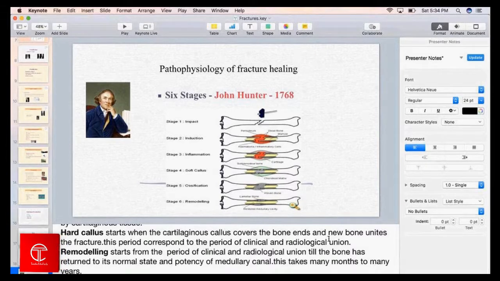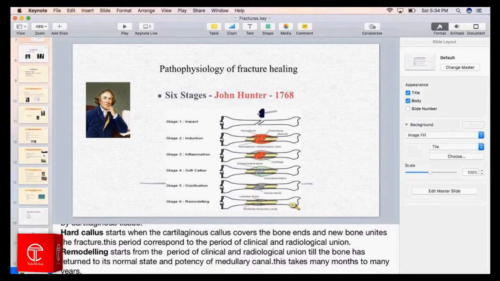So in the remodeling stage, the resorbing cell, the osteoclast, comes in and resorbs the excess callus over the bone, and it removes the excess callus inside the medullary canal as well. It brings the bone back to its previous shape and previous alignment. That is the remodeling step.